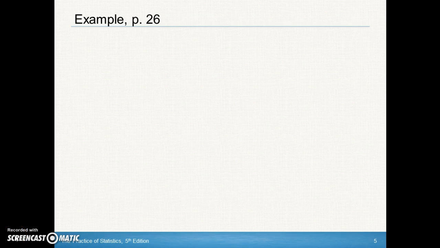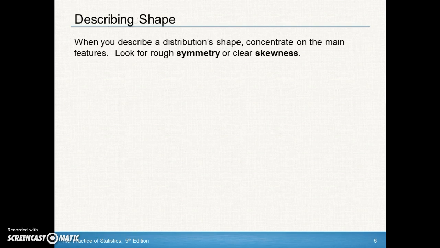So our friend from the textbook just discussed shape, outlier, center, and spread. We're going to be focusing today especially on describing shape. We will get to the other ones, but right now we're going to talk about them in less specific terms. We'll be working on those over the next couple of days. So when you describe a distribution shape, concentrate on the main features, which are symmetry or skewness.